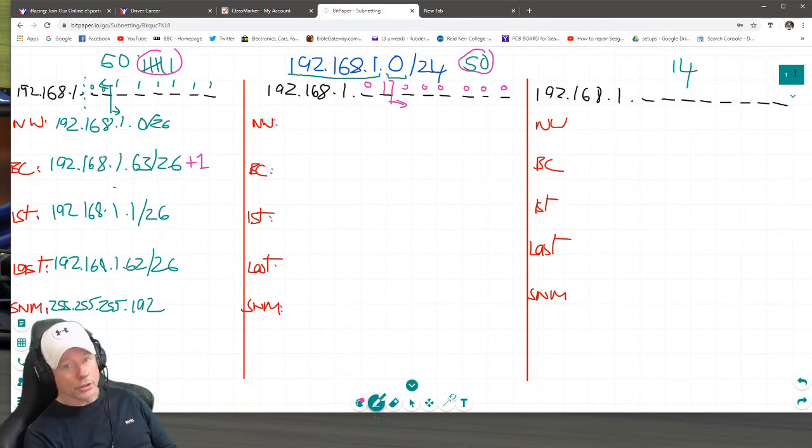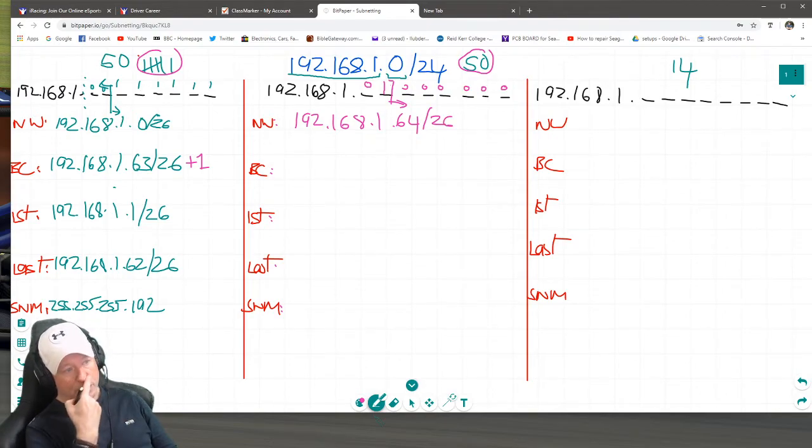And that's our next new network address. So you just write that down: 192.168.1.64. See that? So the last one was 63. This one jumps up to 64. Slash 26, because it's still a slash 26.